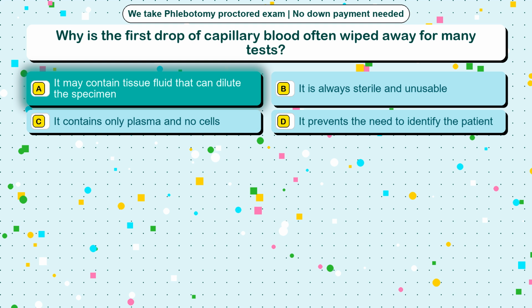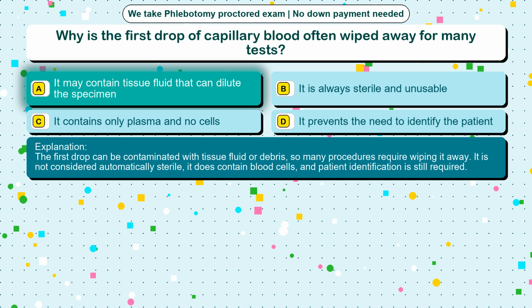The correct answer is option A, it may contain tissue fluid that can dilute the specimen. The first drop can be contaminated with tissue fluid or debris, so many procedures require wiping it away. It is not considered automatically sterile, it does contain blood cells, and patient identification is still required.